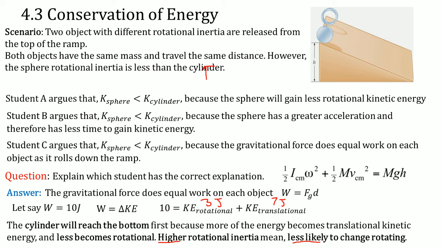Because it is less likely to want to roll, more energy is now transferred into the translational kinetic energy. All right, there you go.